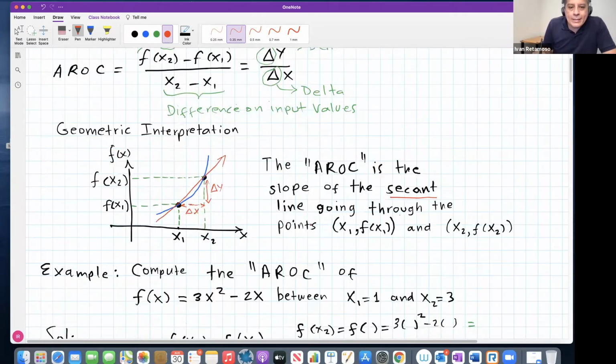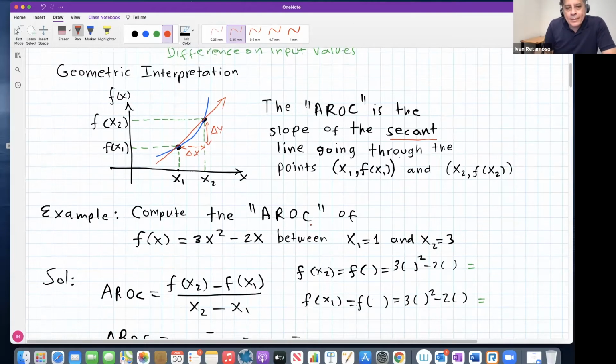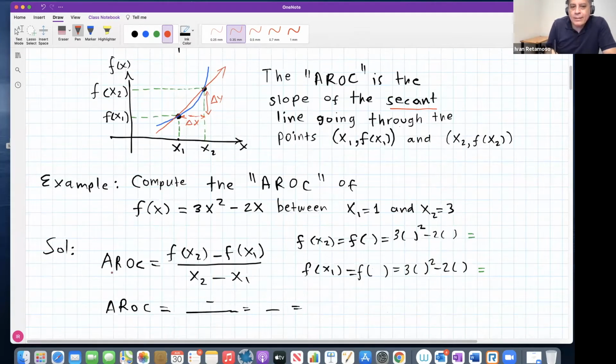But let me show you an example of how this is computed. Compute the average rate of change of this function between the values x equal 1 and x equal 3. So you look at the formula: average rate of change is equal to f of x2 minus f of x1 over x2 minus x1, difference on the output values, difference on the input values. Now, what is f of x2? Well, x2, they are telling me, is the number 3 here, so f of 3.